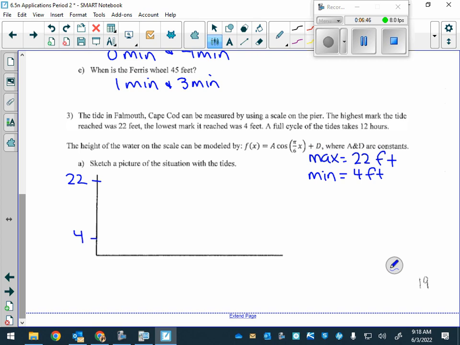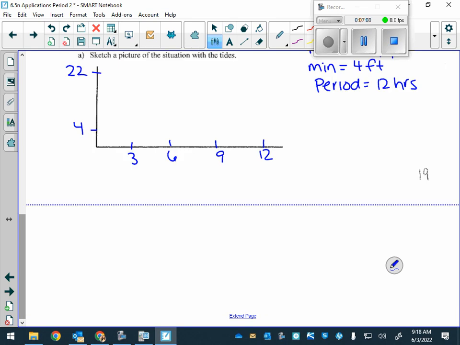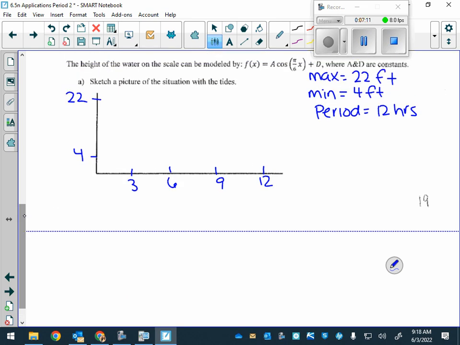A full cycle takes 12 hours. What is that? The period. So what would our increments go up in? 3 is good. 3, 6, 9. Okay. So this is all the information given to us. For right now, how can we find what the midline is and or the amplitude?